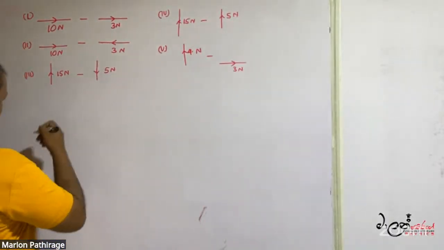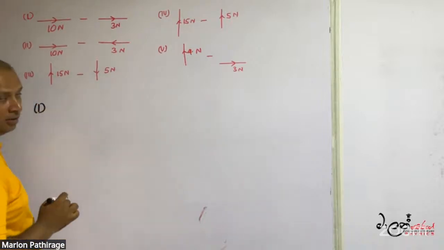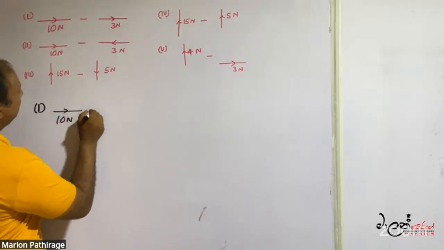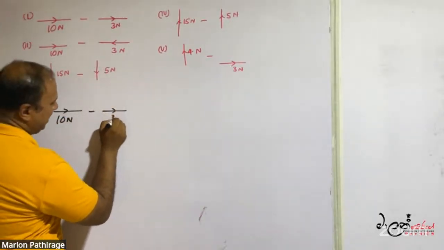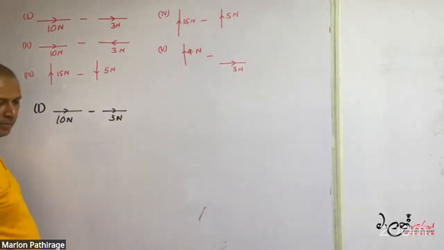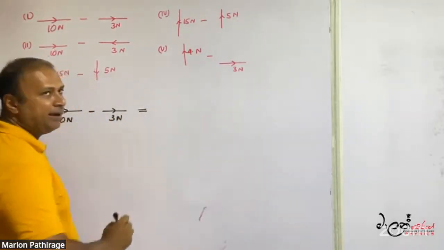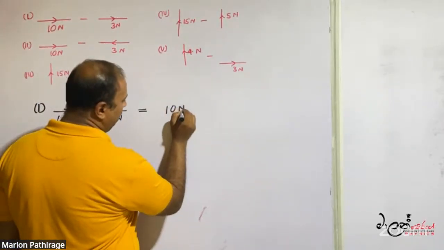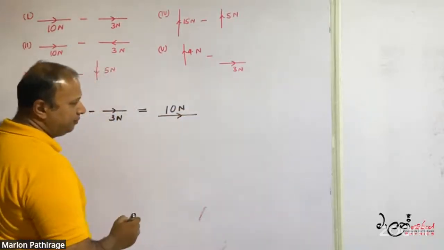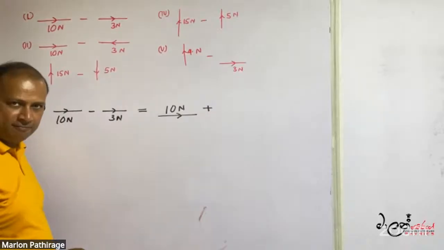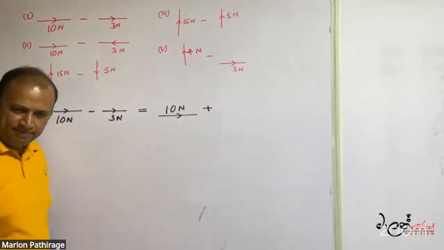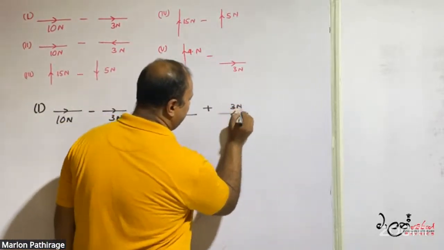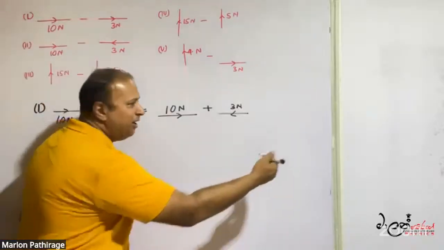First one, you have to subtract 10 Newton into this side minus 3 Newton into same side. Therefore, you can write this one as an addition. How to write this one? 10 Newton force into this side plus, you have to reverse this one, 3 Newton force to this side.